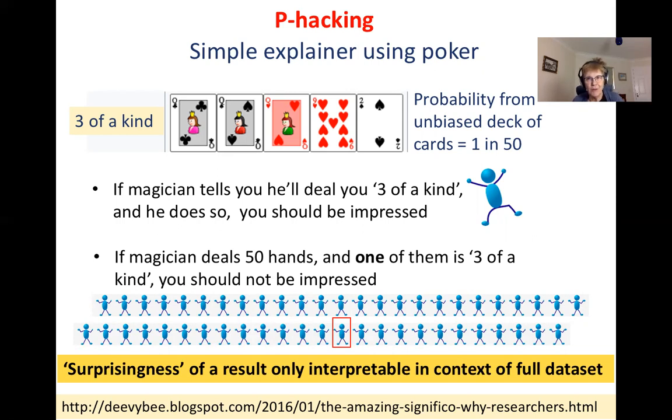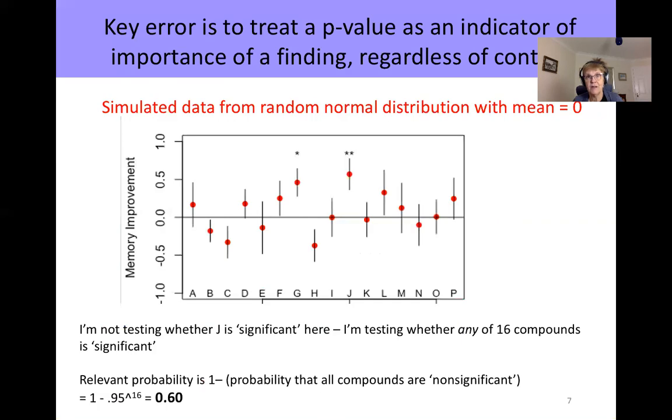So I hope with this example, what I'm getting across is the idea that you could say, well, a 3 of a kind is an unusual hand, it's 1 in 50, but it's only meaningful if you know how many times he's actually tried. The surprisingness of that result is only interpretable if you know the full data set. In other words, if you know all the things this guy tried. The key error that is made all the time in many scientific disciplines is that the p-value is treated as an indicator of the importance of a finding, regardless of the context in which it was obtained.